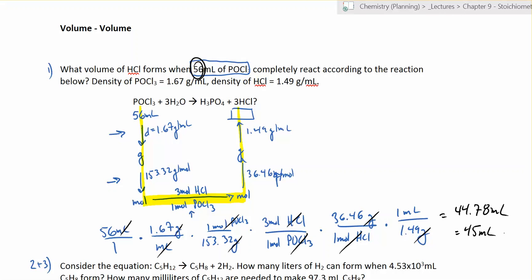Again, same idea as the mass-to-mass problems. However, we're adding in the extra step of now needing to convert from a volume to a mass. And at the end, also converting from a mass to a volume.